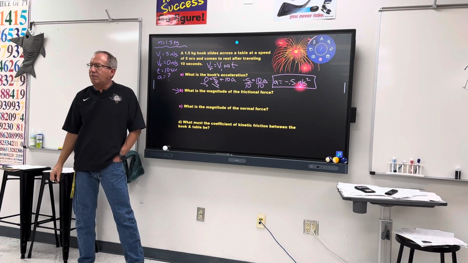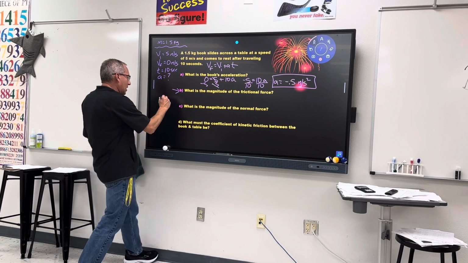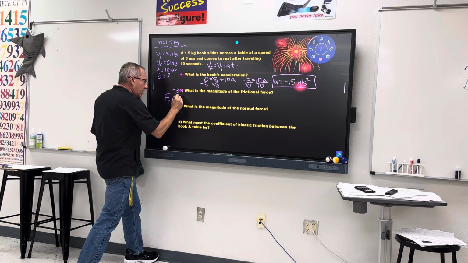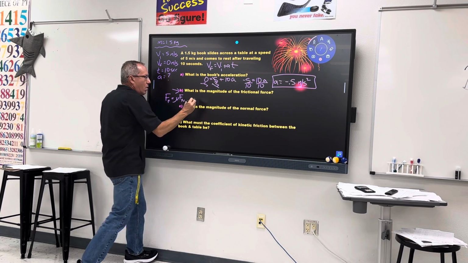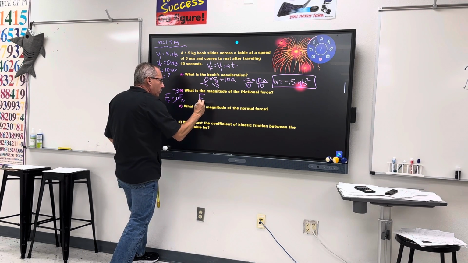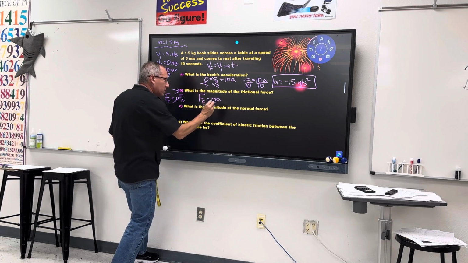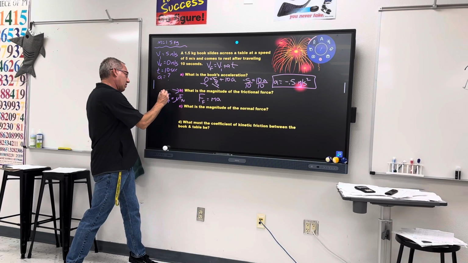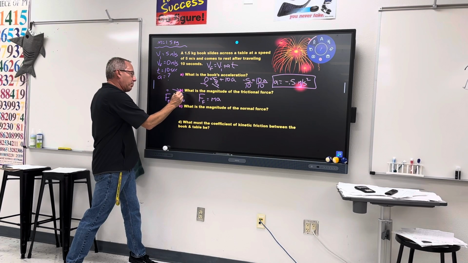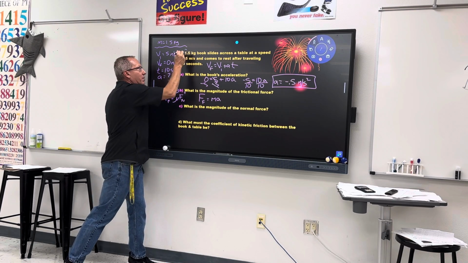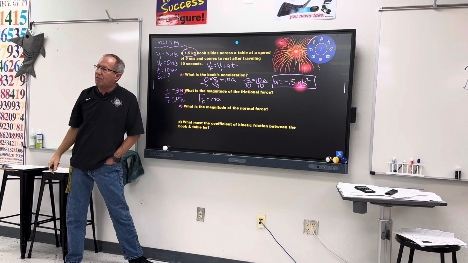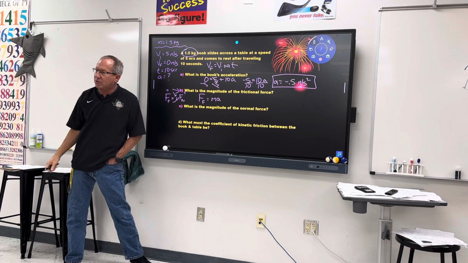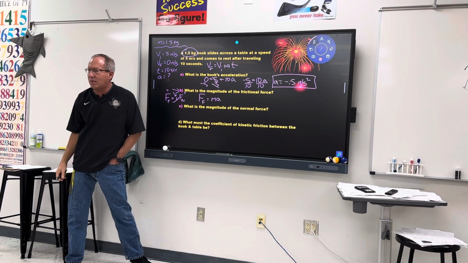What's the magnitude of the frictional force? Once again, I can use frictional force equals mu times the normal force, or I can use friction force is going to equal mass times acceleration. I can use either or. Okay, I need the frictional force. I can probably get the normal force because I've got the mass, don't I? I can run that through the force of gravity. What's the problem with this one? I don't have the mu, do I? So I can't use that one.